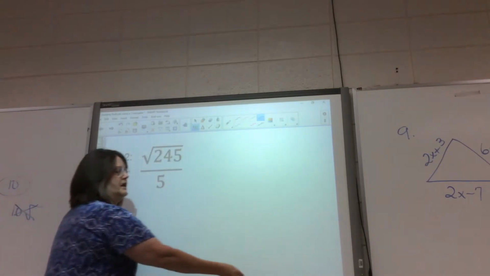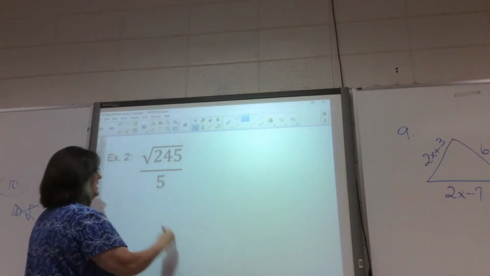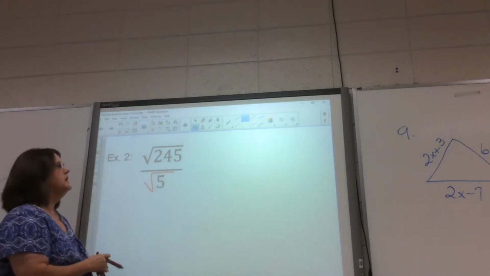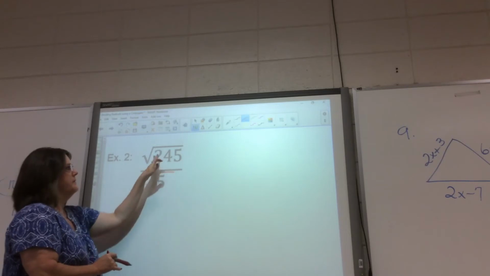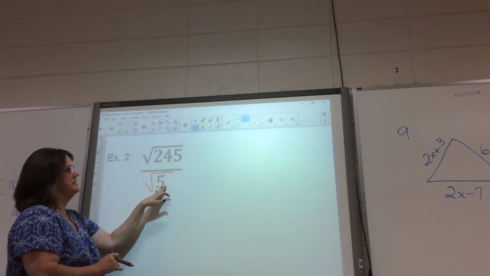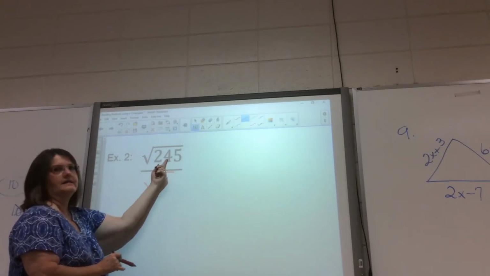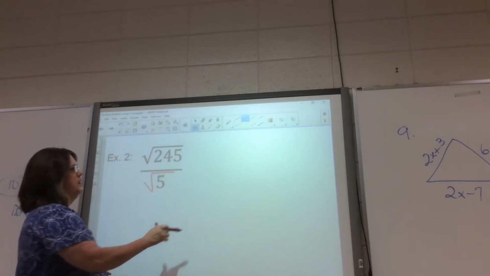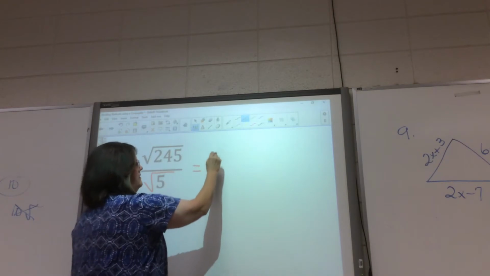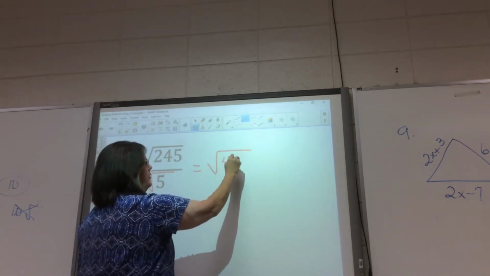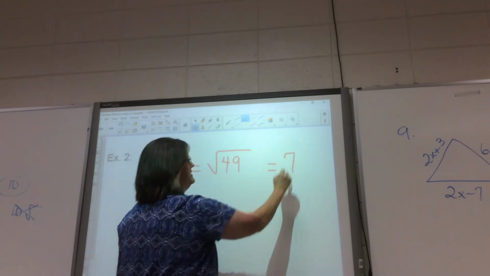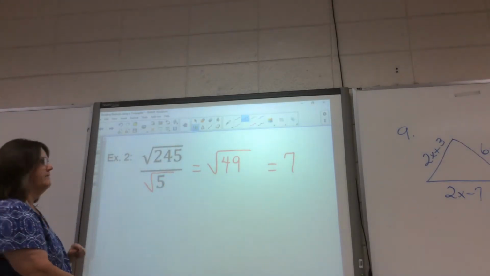Now, sometimes we don't have to do that. This should have a square root symbol here. Sometimes we don't have to do that. Sometimes, when we see something like this and we know that this number divides into this number, we can just divide. So 5 goes into 245 49 times, and we know the square root of 49. The square root of 49 is 7, and we're done. That one is simple.